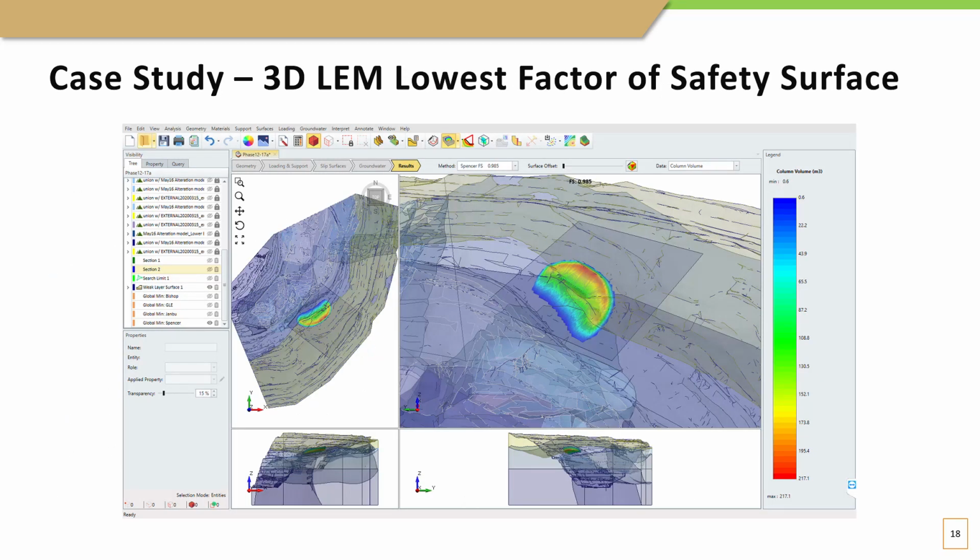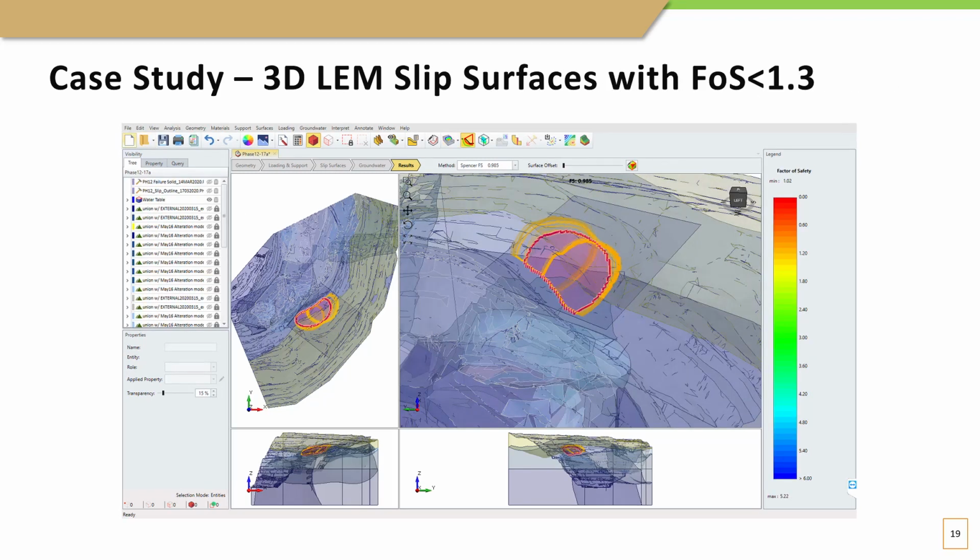Here you can see the lowest factor of safety surface, shown in 3D. The fault plane is semi-transparent, and basically the contours show a column volume or relative slip surface depth. In this slide you can now see several slip surfaces, each with low factors of safety below 1.3, naturally around that fault plane, with the pink highlighted area being the lowest factor of safety, with a factor of safety of 0.985.